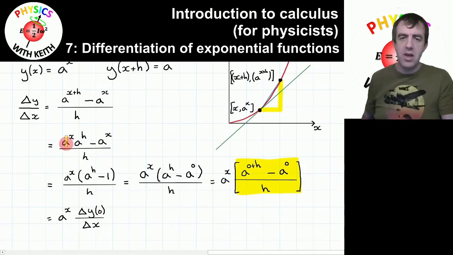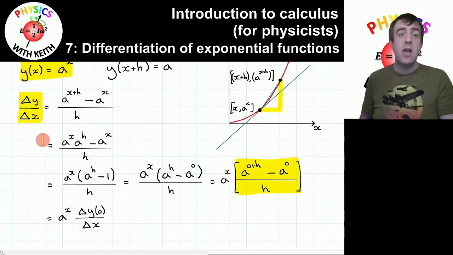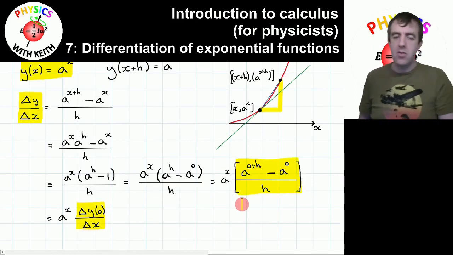So this term here is delta y by delta x when y, which is a function of x, has x as 0, which is why I've written it like this. Delta y is a function of 0 divided by delta x.